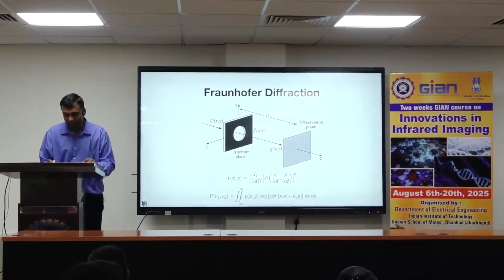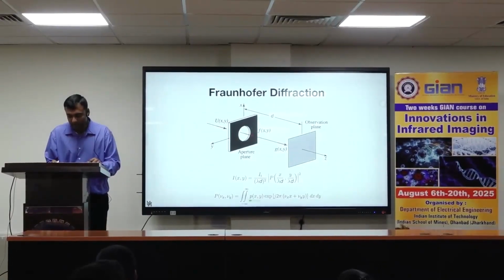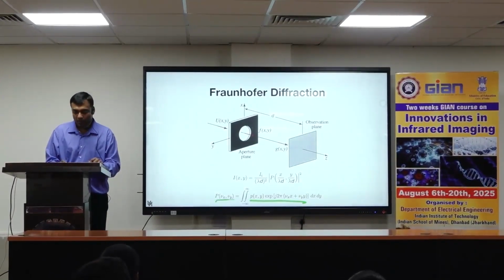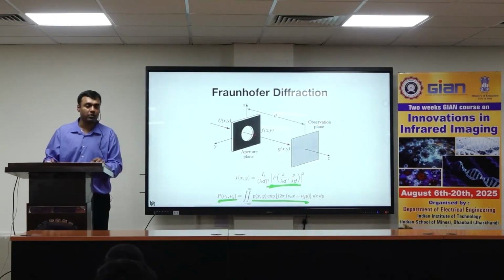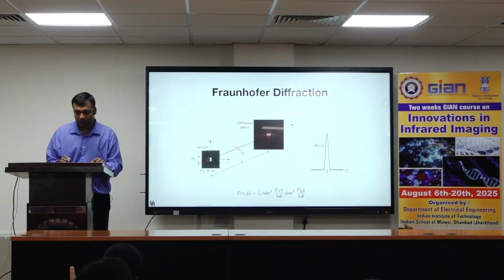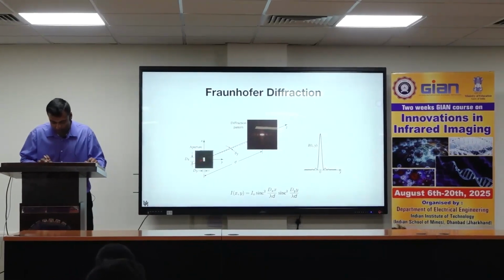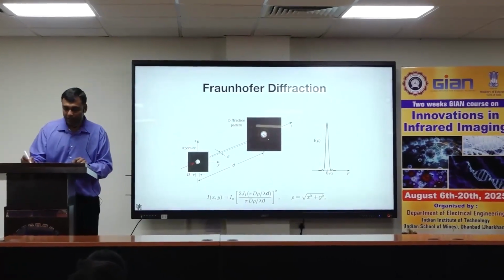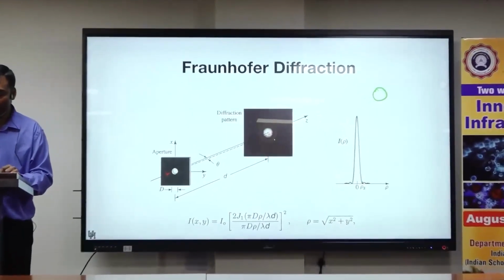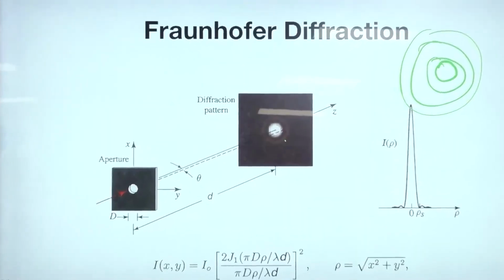So what you will see is basically the Fourier transform of the wave, and the magnitude square of that is actually what you will see. Okay, so basically you will see a circle along with rings.